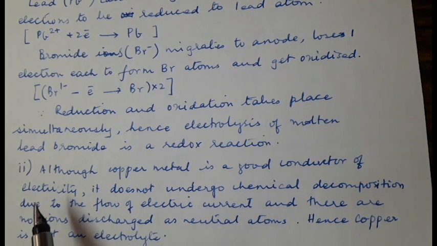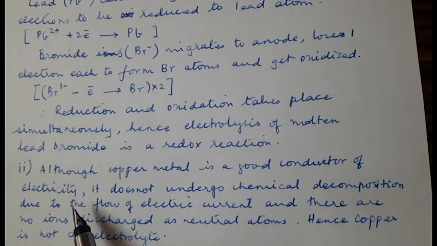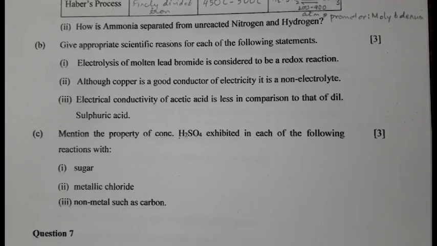So the second answer, although copper metal is a good conductor of electricity, why is it a bad electrolyte? Because it does not undergo chemical decomposition due to the flow of electric current, and hence there are no ions discharged as neutral atoms. Hence, copper is not an electrolyte. We come to the last one.